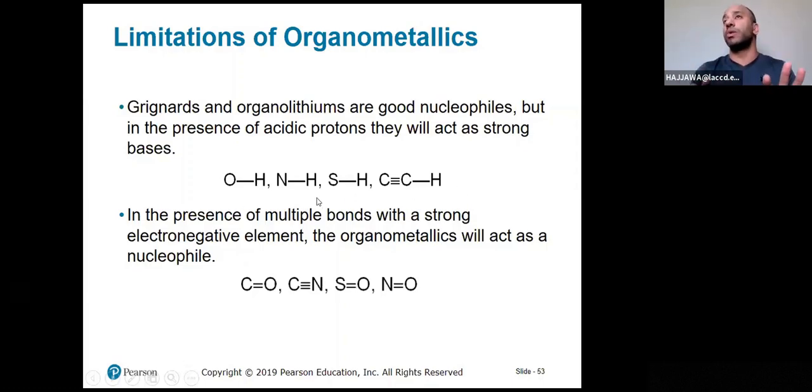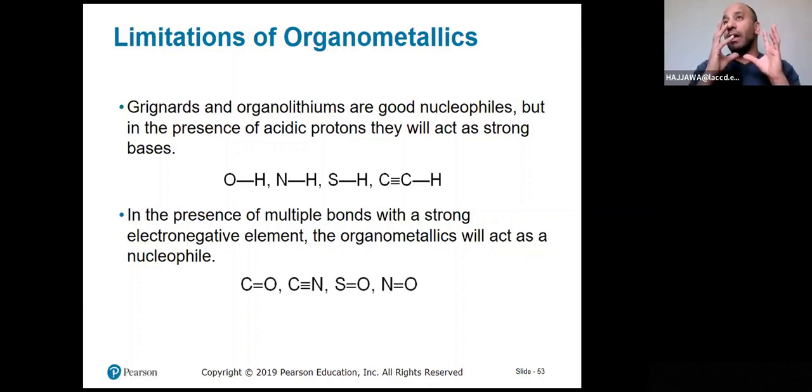You don't want to have those in the presence of a Grignard moiety available to attack a carbonyl structure. The other thing is the Grignard reagent itself: you cannot have a carbonyl or a cyano or a sulfoxy or an N double bond O. Any of these can actually interfere with the electrophilicity of the carbonyl structure.